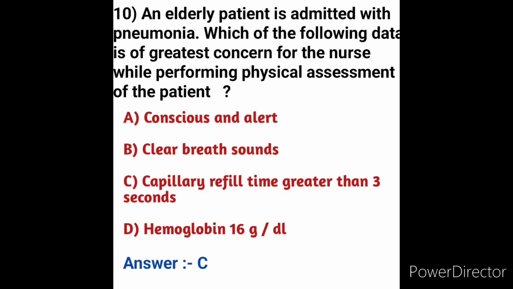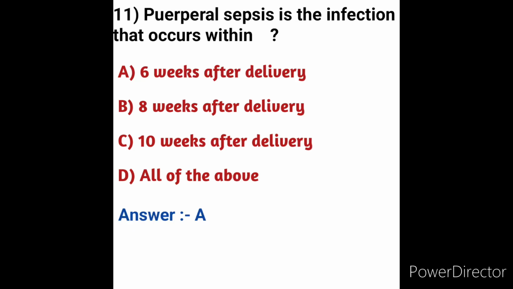So here in this question, an elderly patient is admitted with pneumonia. What do we have to assess? Option C, capillary refill time greater than 3 seconds, is the correct answer. Prolonged capillary refill time may be a sign of circulatory insufficiency, or the patient may be having dehydration, and may also have undergone shock.